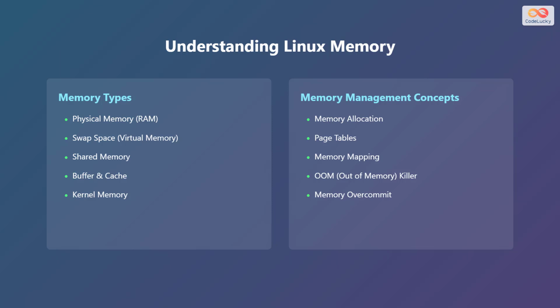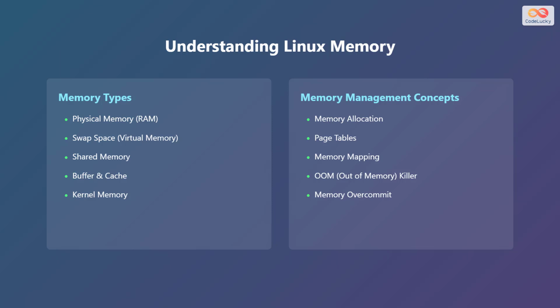Then there is shared memory, which allows multiple processes to access the same memory location. Following that, we have buffer and cache. These are used to improve system performance by storing frequently accessed data. Lastly, kernel memory is reserved for the operating system's core functions.